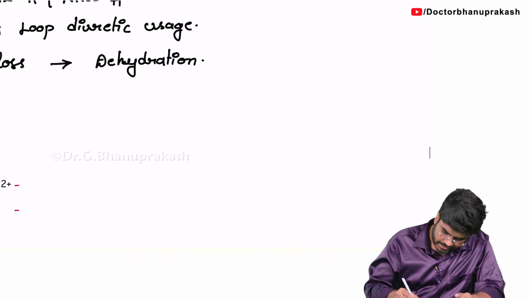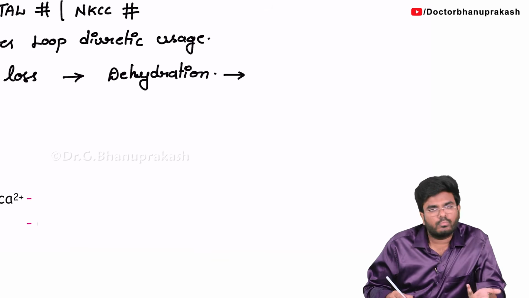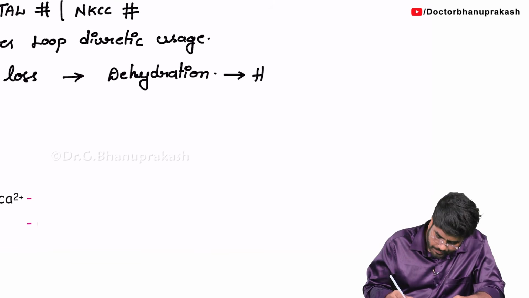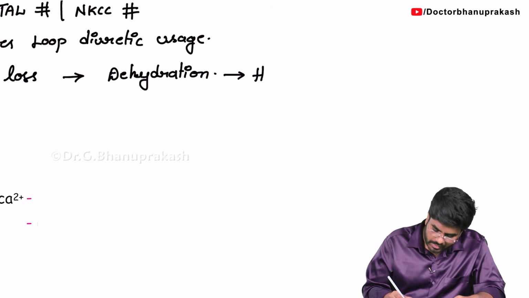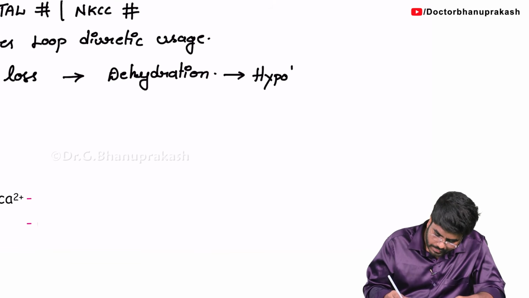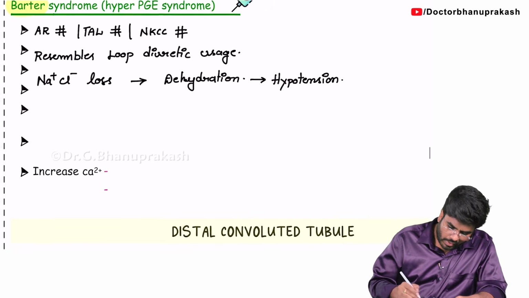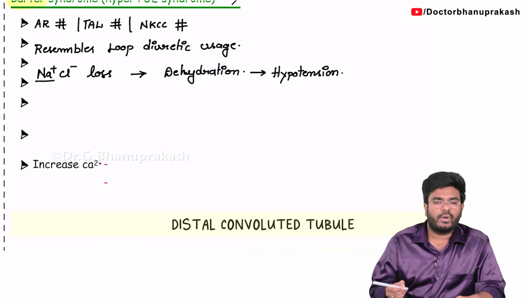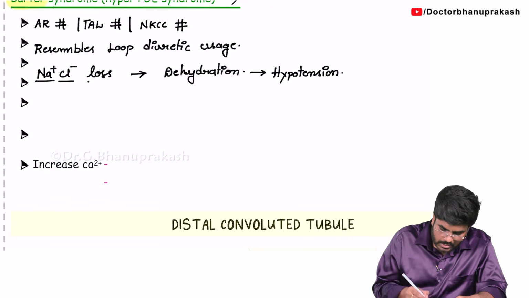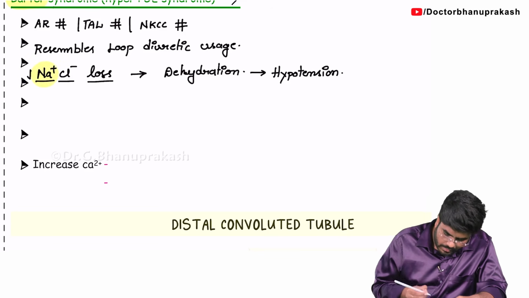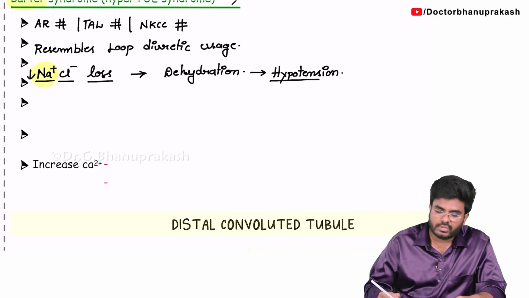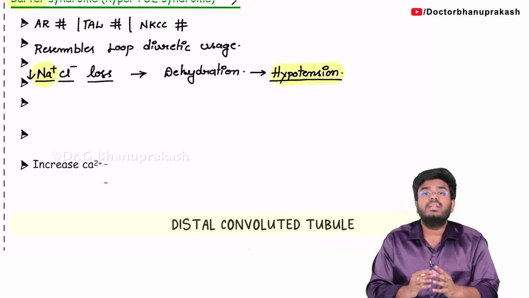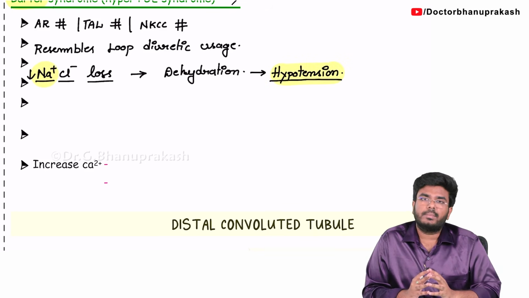Now, because of this dehydration, when the baby is getting dehydrated, most of the time the baby will be hypotensive because of the fluid loss, sodium loss. So the baby will have hypotension. Now, you tell me, what happened to the sodium levels in this baby? The sodium levels are going to be less. Chloride levels are going to be less because of sodium chloride loss. So now there is no sodium in the body. And what about the BP? BP also less.